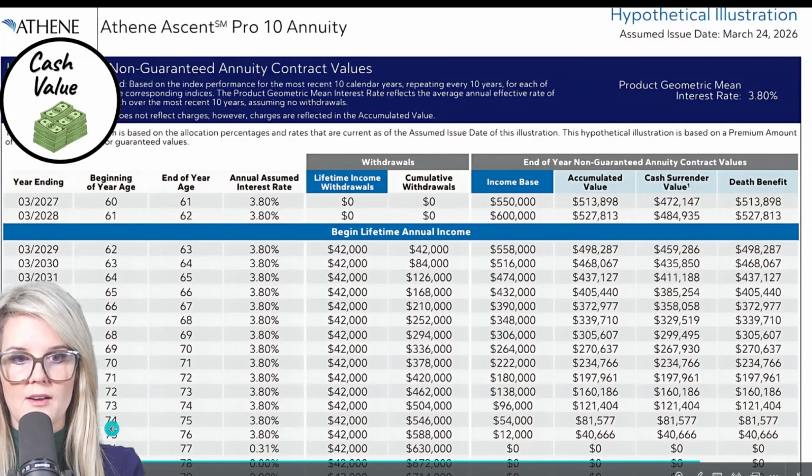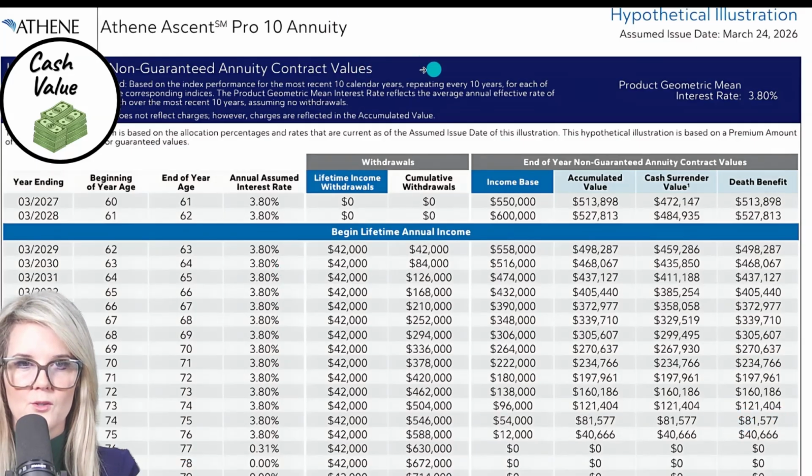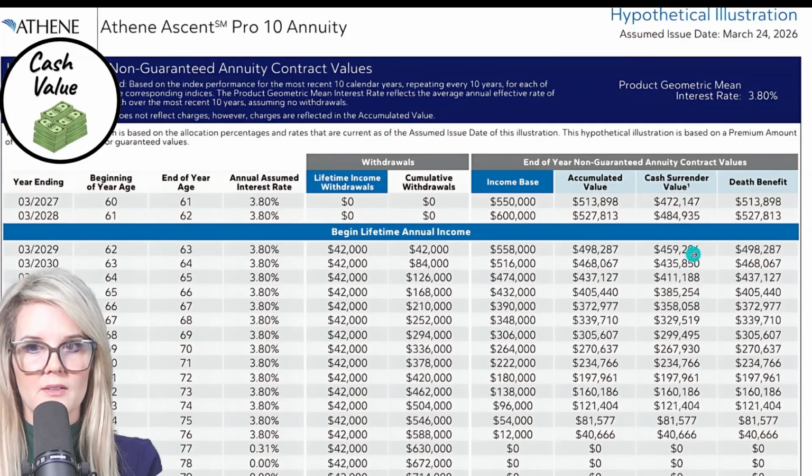And then if he were to live to 74, he passed away then, he will have taken out $546,000, and then his beneficiary would get $81,000 about. It's a fair trade. Why is this annuity called a Pro 10? And can you take out your cash value? Your cash value is right there. So can I get it out?